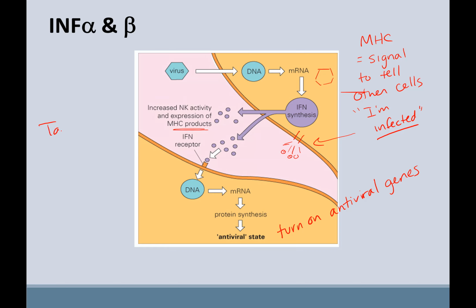Table 14.5 in your textbook is a good summary of these interferons and their actions. In addition to interferon alpha and beta, and remember, I want to step back, this is part of the innate immune response, so it's non-specific. This is not specific to any certain virus. This is just for viruses or pathogens in general. Okay.